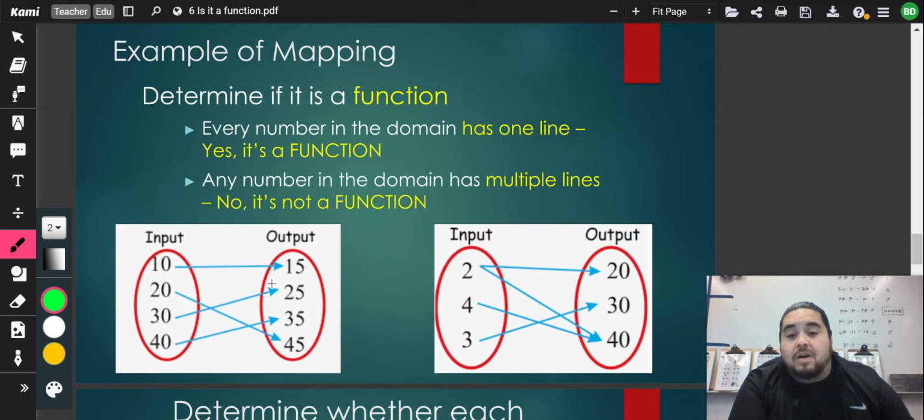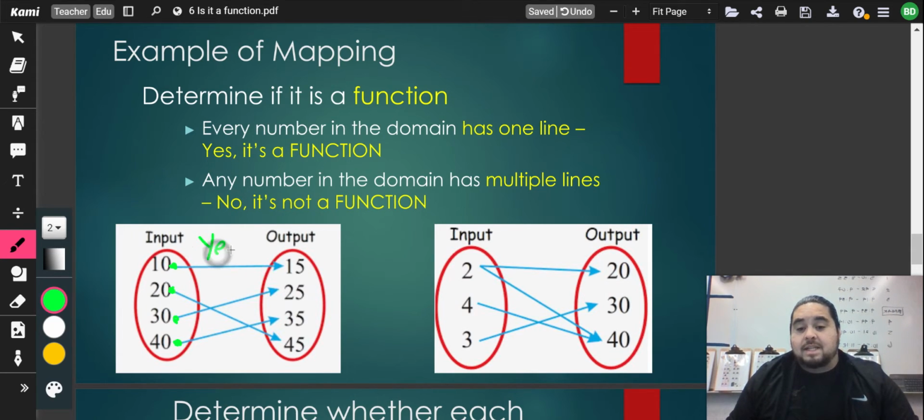Okay, now based on the notes on the top, every number in the domain has only one line. That means it's a function. So let's look at the object on the left. So 10, 20, 30, and 40 each only have one line coming off of them. So that means that every input only has one possible output. So yes, this would be an example of a function.